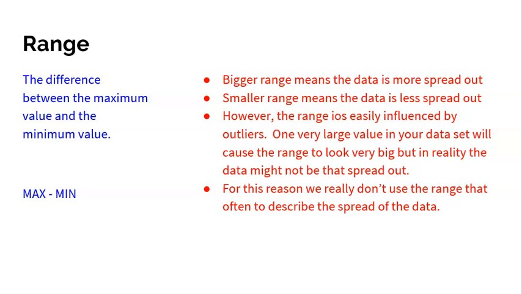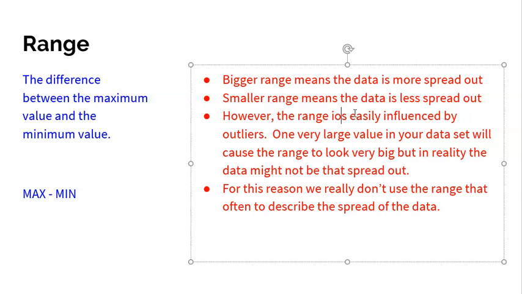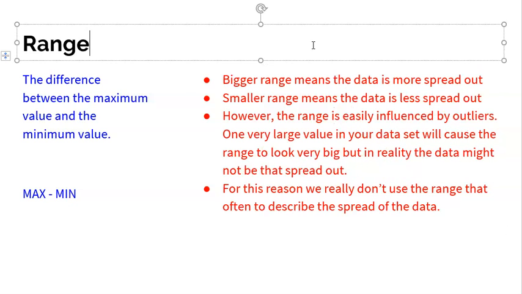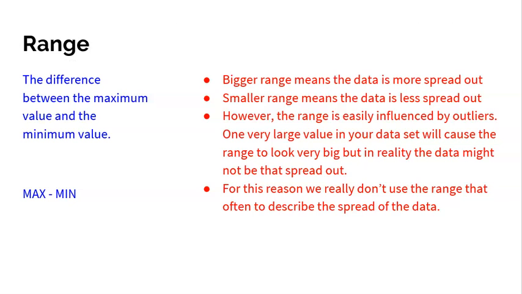Now, a bigger range means that your data is more spread out. Duh. A smaller range means your data is less spread out. So that's how one number, the range, can tell you how your data is spread. However, the range is really easily influenced by outliers. Fix that typo there, sorry. The range is easily influenced by outliers. So one very large value in your data will cause the range to look very big.